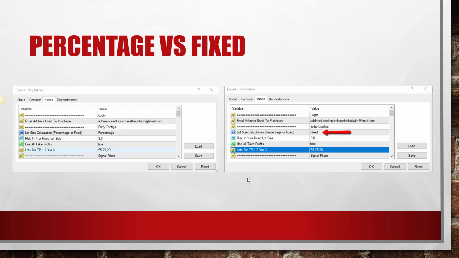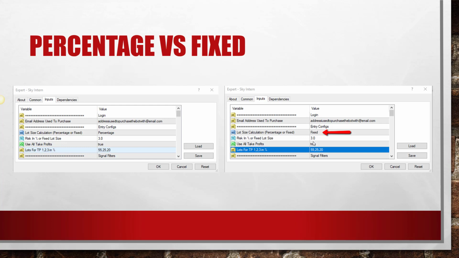Now, what I'm about to show you is primarily for when you're using the setting for lot size calculation set to percentage. If you didn't know, you can change that between percentage and fixed. I'll try to explain this as quickly as possible, but it's just not an easy thing to really cover. When you set it to percentage, you're basically saying that whatever this number is in percent, you're going to take that percentage of your balance to calculate what your lot size is going to be. When you have it set to fixed, you're basically saying this is my fixed lot size.